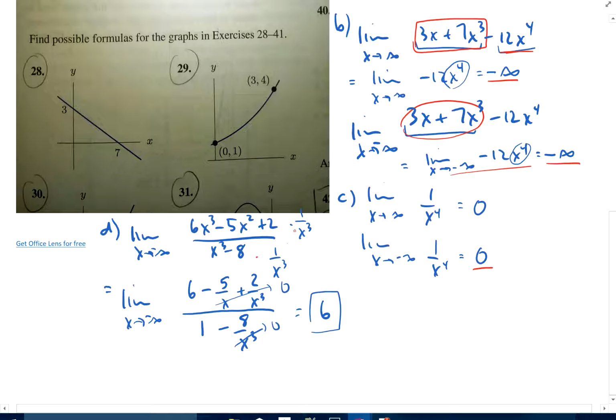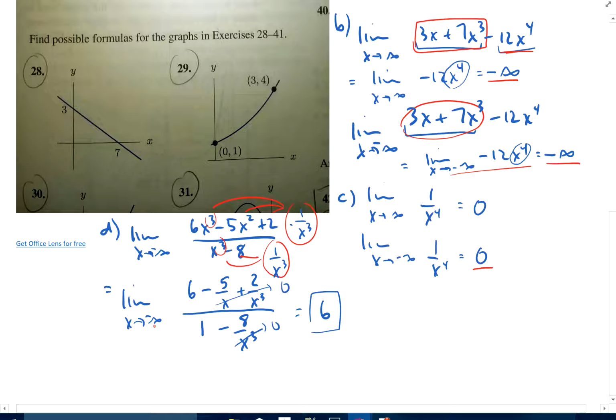If I multiply top and bottom by 1 over x to the 3rd, x to the 3rd is the highest power of x. Look what happens. And I got to distribute it. I get 6 minus 5 over x plus 2 over x cubed. In the denominator, I get x cubed over x cubed is 1 minus 8 over x cubed.